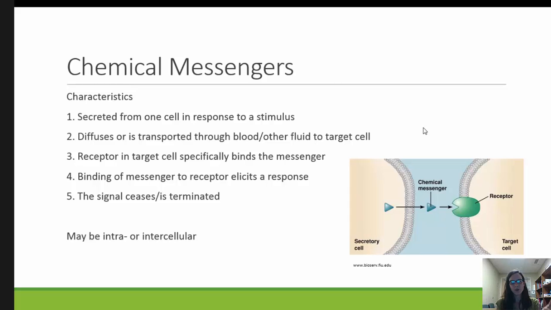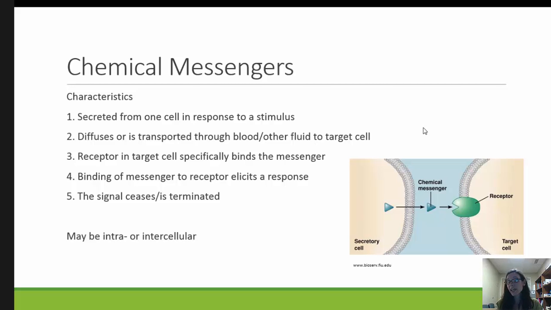It also diffuses or is transported through the blood or other fluid to a target cell. The receptor on the target cell specifically binds to that messenger. The binding of that messenger then elicits a response, and then the signal ceases or is terminated. So these are the 5 properties of how a chemical messenger works. So let's give an example.